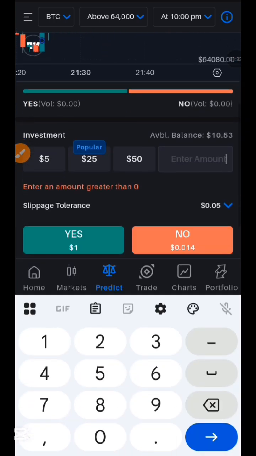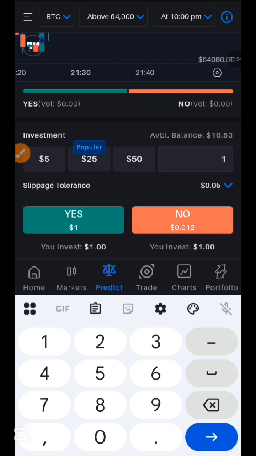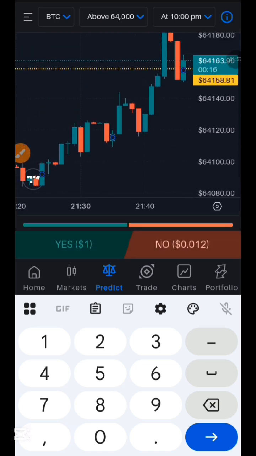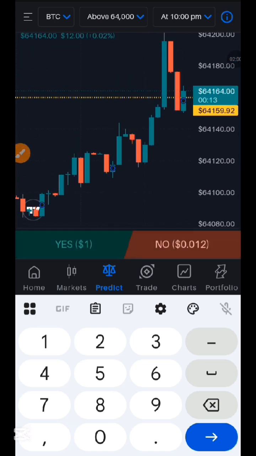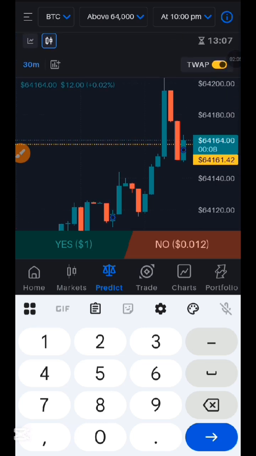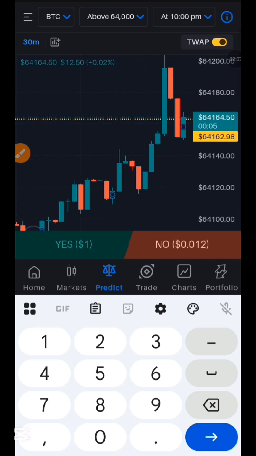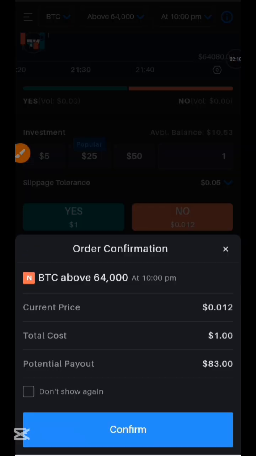One thing about Predict Market that is very different from other exchanges is that you can use a minimum amount of money to trade. Unlike futures, where you have to have a lot of money or use a large leverage, Predict Market gives you the opportunity to use a smaller amount to trade. So right now we're going to be using $1, and looking at this pair, I think BTC is going to sell. Let's look at it well. So I'm going to click on no.